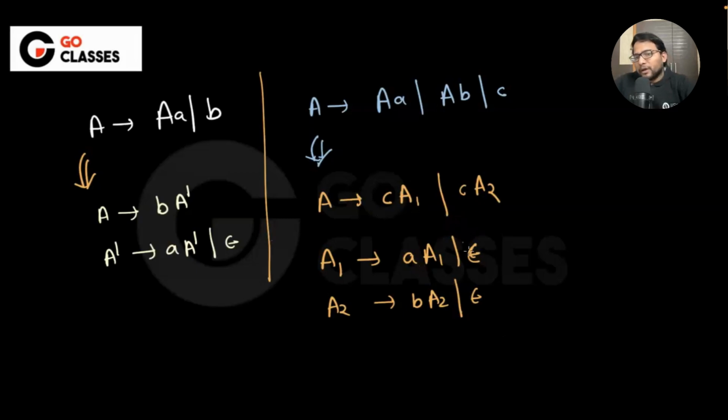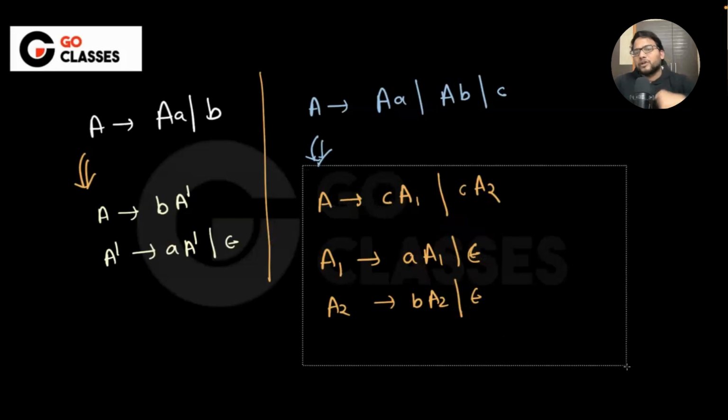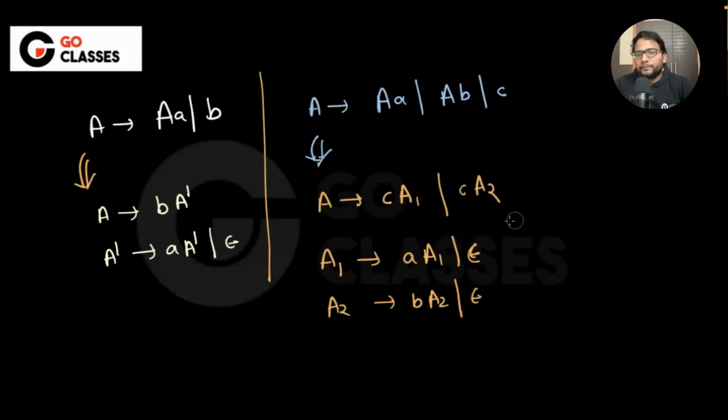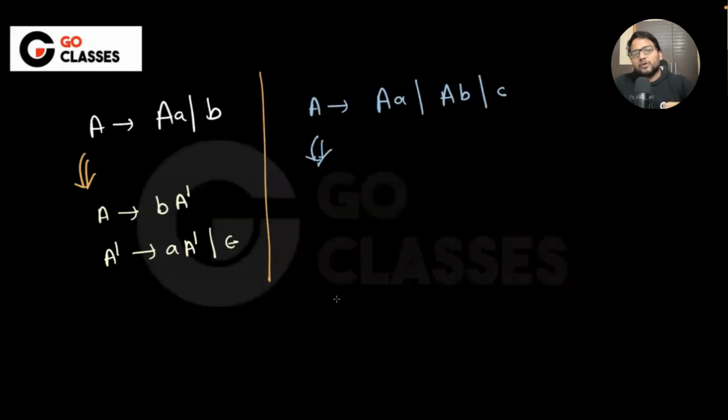So can you tell me how to left factor in this case? Can you quickly tell me what modifications we need to do here? Just let me know what you're getting after doing the left factoring. Sorry, the left recursion. Okay, see here, this is not the correct way. So how to do it?